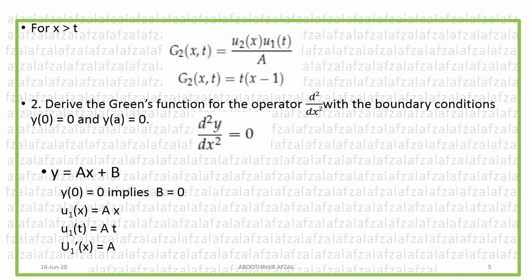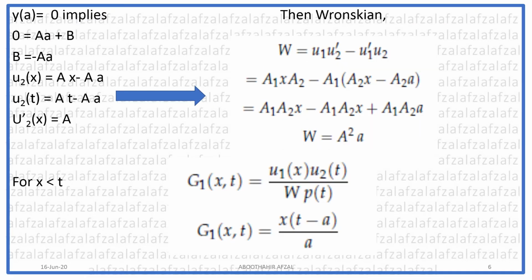So 0 is equal to a into a plus b. So b is equal to minus a a. Then u2 is found. So u2 is found from this value ax minus aa, and similarly u2 of t will be, instead of x put t, so that will become at minus aa, and u2 dash will be the differential of u2, that will be a. So finally we will calculate the Wronskian u1 u2 dash minus u1 dash u2.